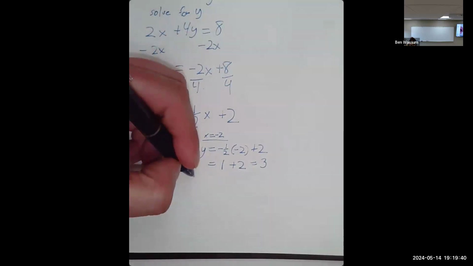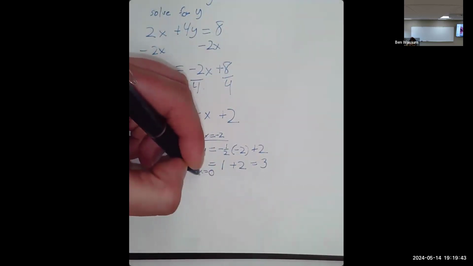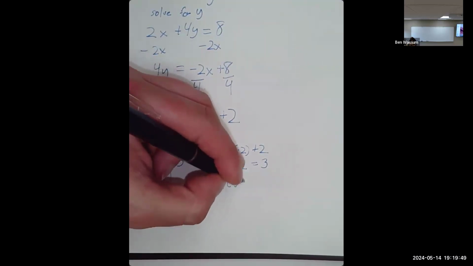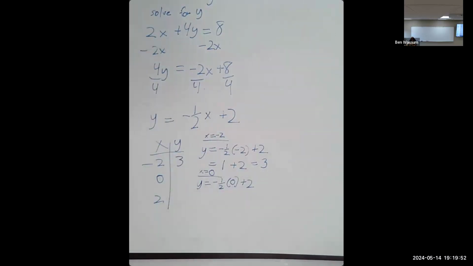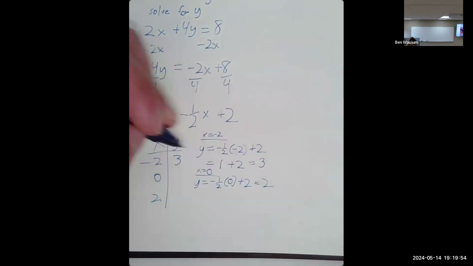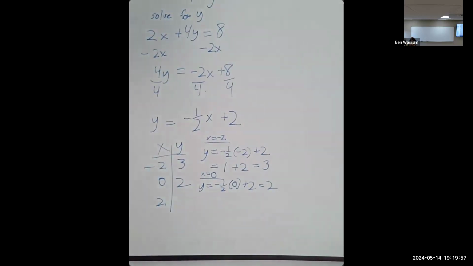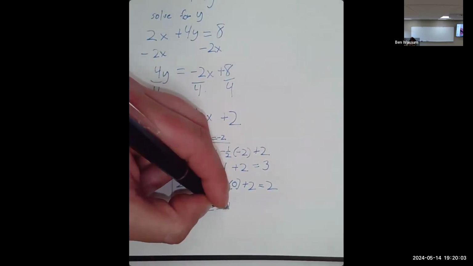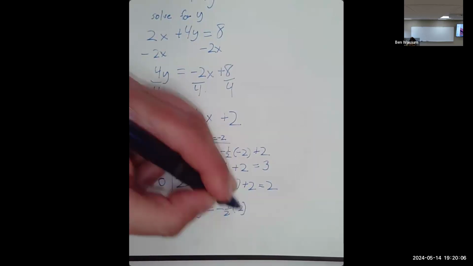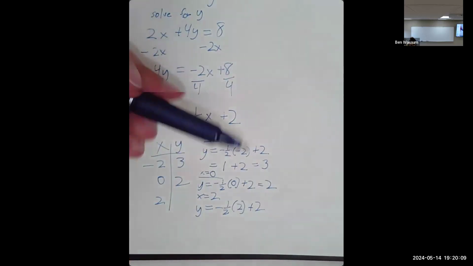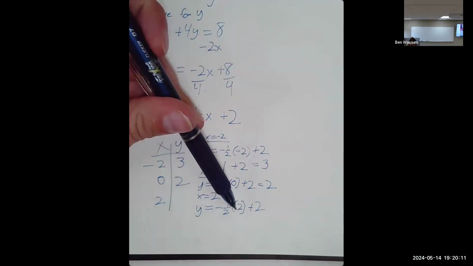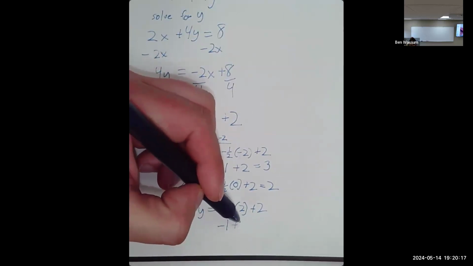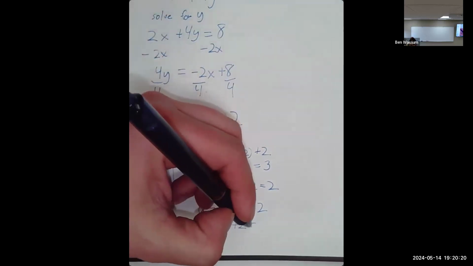How about the 0? I always pick the 0 because the 0 is the easiest one to plug in. -1/2 of nothing plus 2. Well, -1/2 of nothing is nothing, plus 2, just 2. And then I could plug in that 2. We have y is equal to -1/2 of a 2 plus 2. So in this case, we have a negative times a positive. So we're going to have a negative. 1/2 of 2 is just 1. -1 plus 2, 1.